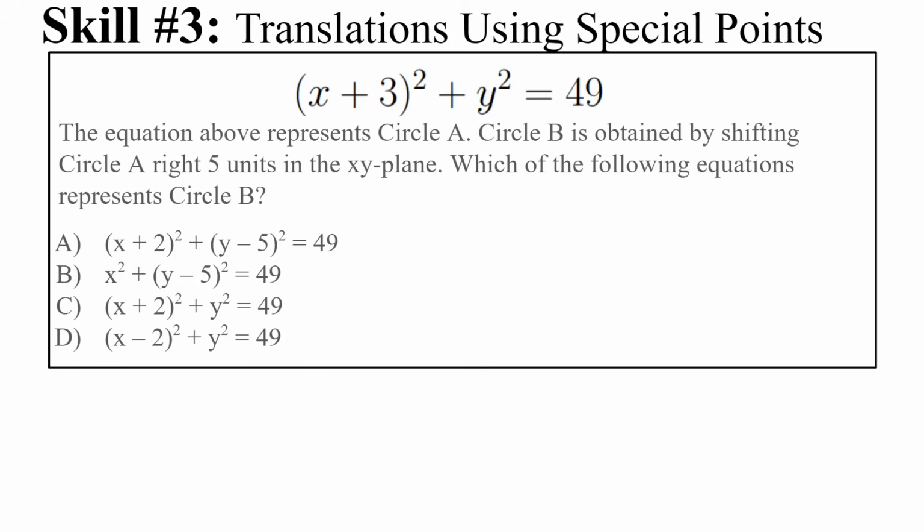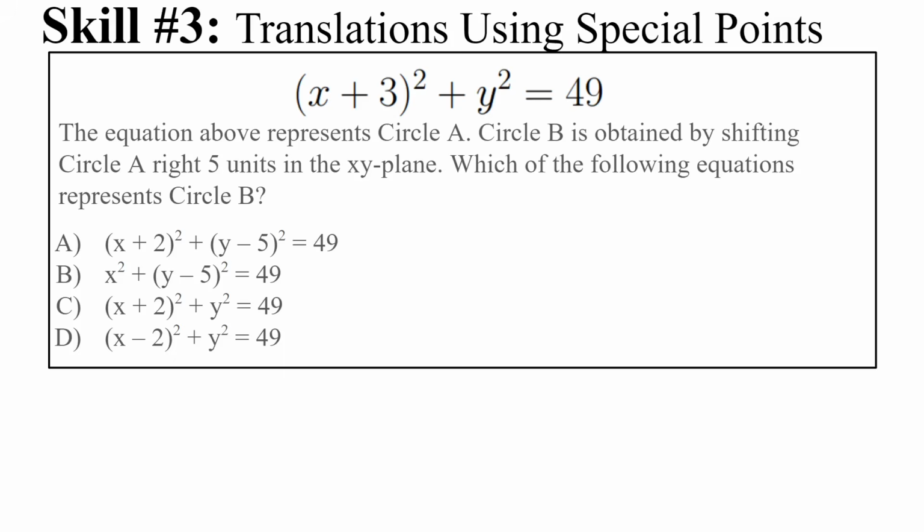Great, let's look at this guy. So the equation above represents circle A. Circle B is obtained by shifting circle A right 5 units in the xy plane. Which of the following equations represents circle B? Okay, so first of all, the square root of 49 is 7, so the radius is 7.